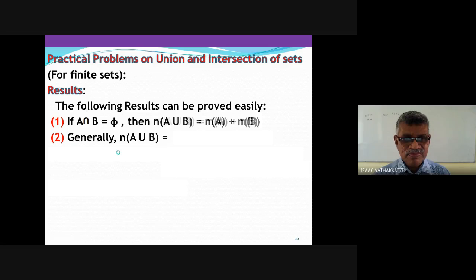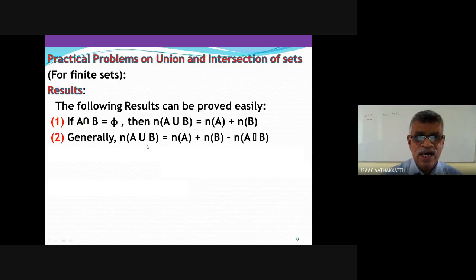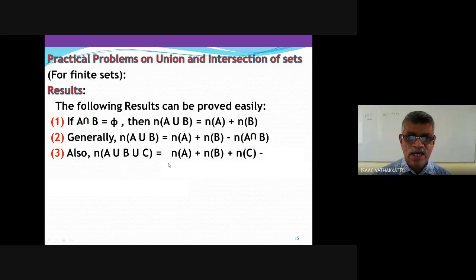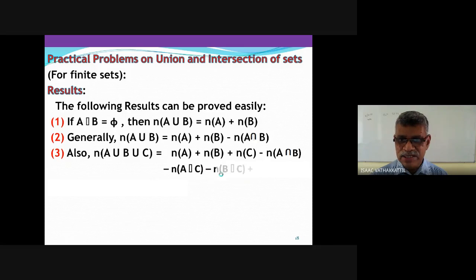But generally, number of A union B is number of A plus number of B minus number of A intersection B. Remember, this is intersection. Correct? Also, this can be applied for 3 sets, A, B, C. Number of A union B union C is number of A plus number of B plus number of C minus number of A intersection B minus number of B intersection C minus number of A intersection C. You can write in any order, no problem. Plus number of A intersection B intersection C.